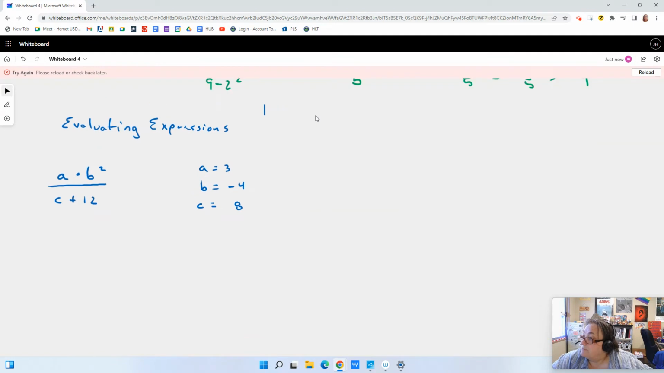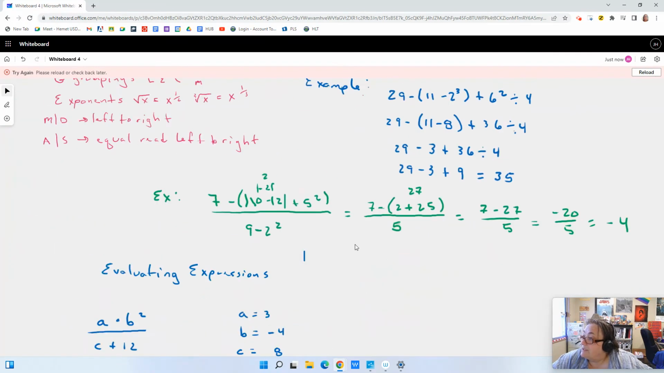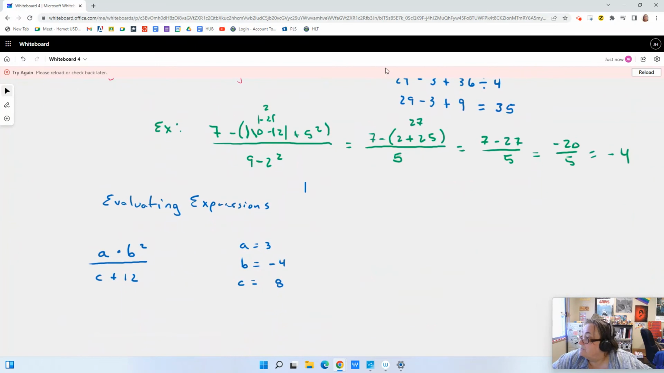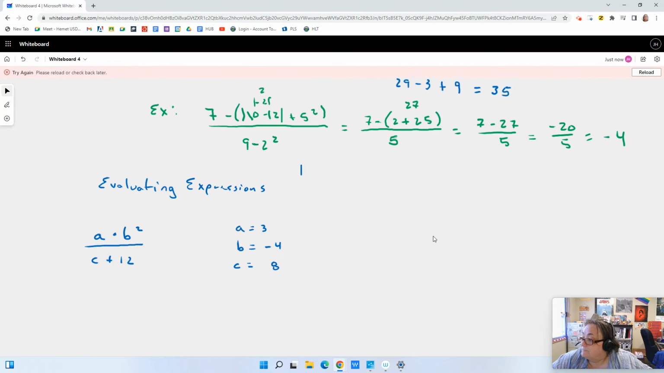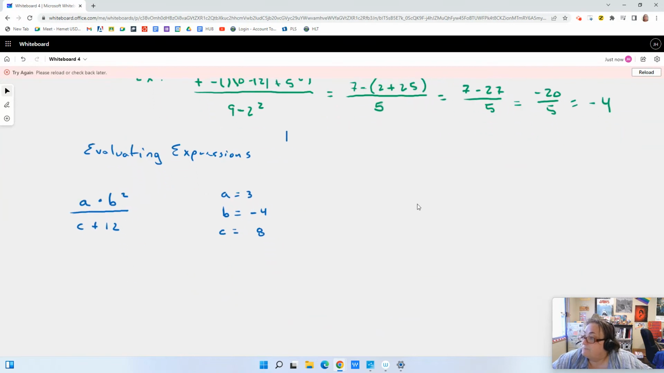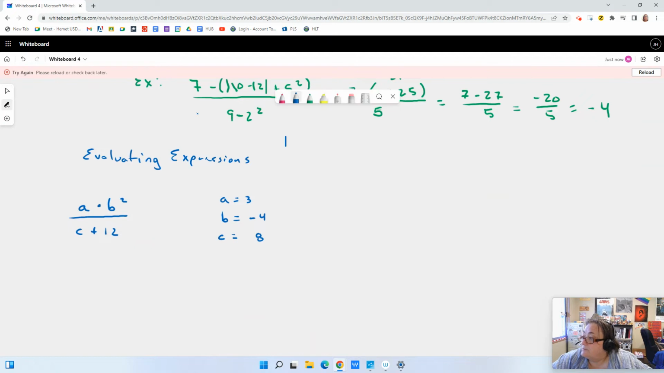Where's my, I have to go all the way to the top to find my thing. Just want to change colors, man. My little toolbar disappeared. There it is.